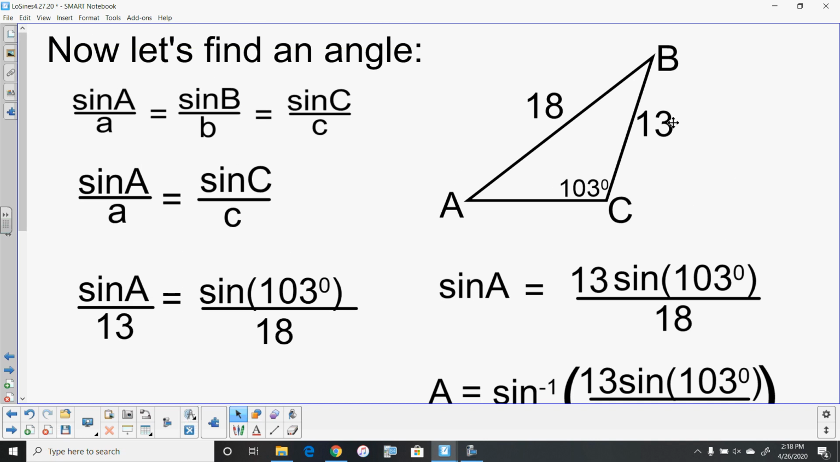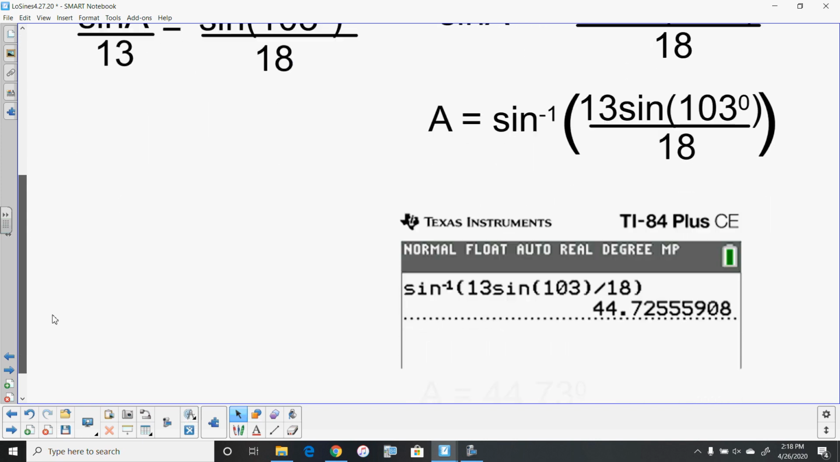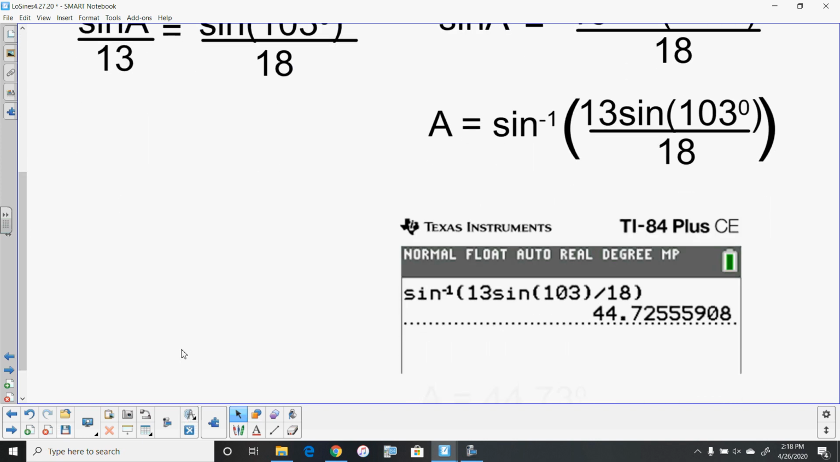Now, just some things to think about. Because A is across from a side much less than 18, it's got to be an angle much less than 103. Hopefully you're also thinking, well, it can't be bigger than 103. You can't have two angles over 100 degrees, and that's a good point. But we look at our answer, it is much less than 103 degrees, so we should be pretty happy with our answer.